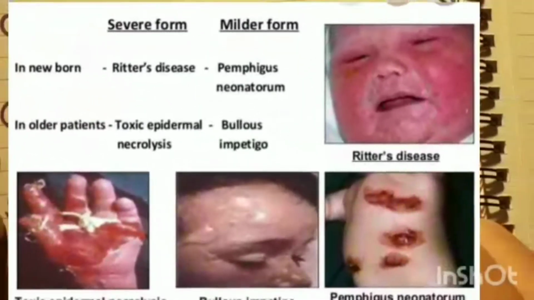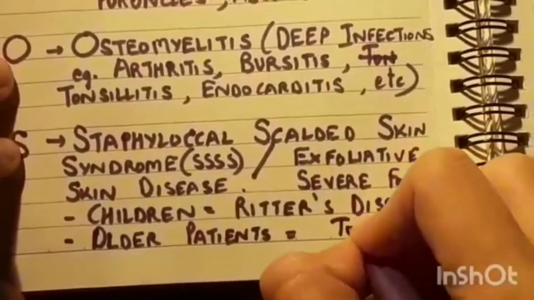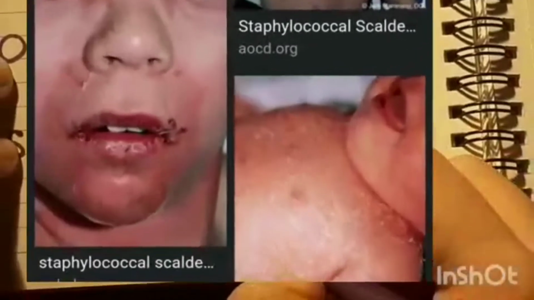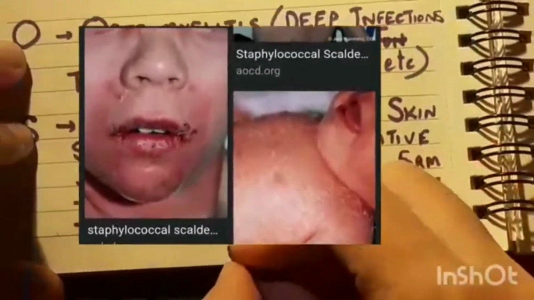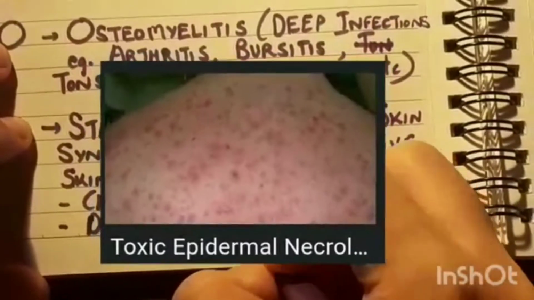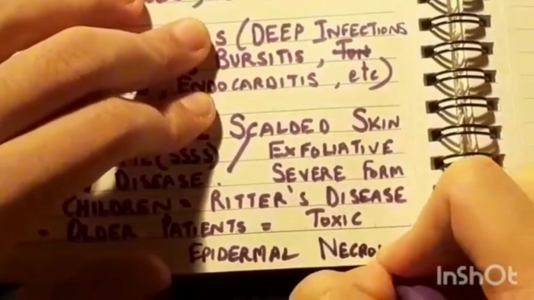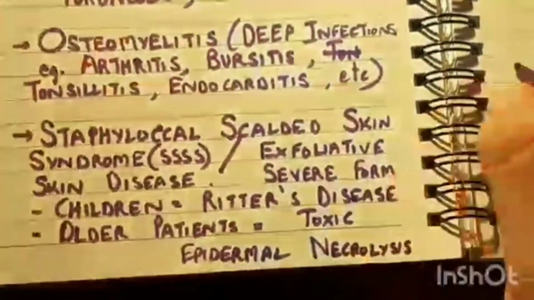filled lesions called bullae. And as mentioned, the severe form in children is called Ritter's disease, and in older patients it's called toxic epidermal necrolysis. So this was about the third letter S. Now we'll jump to the fourth letter, which is T.